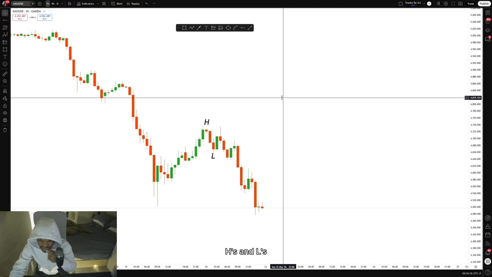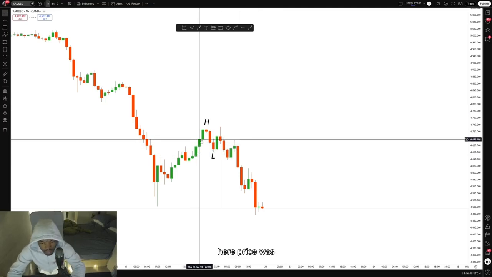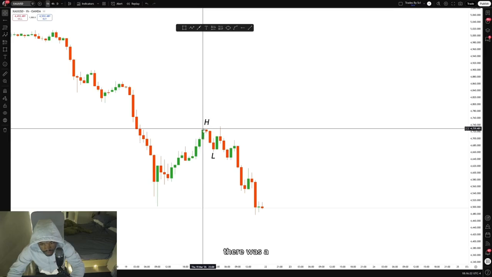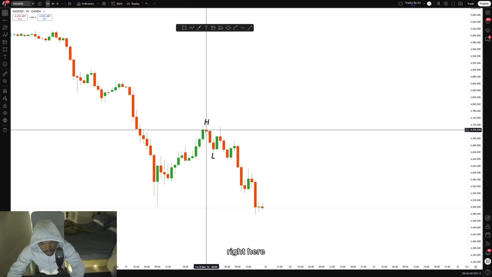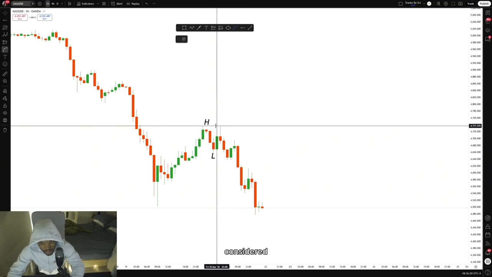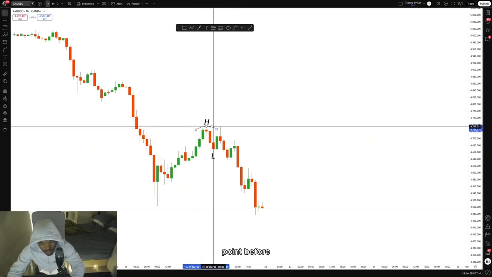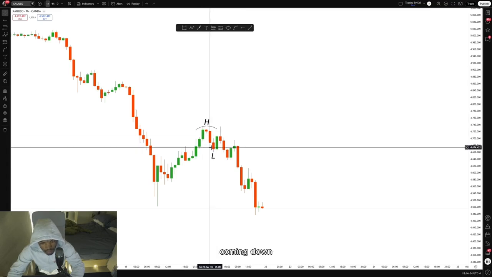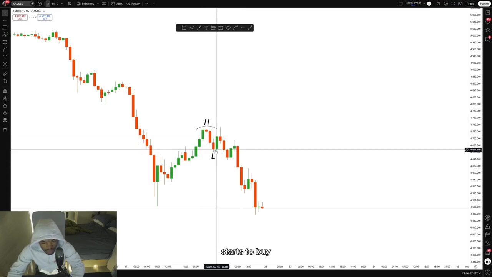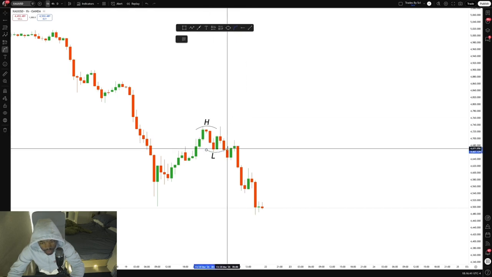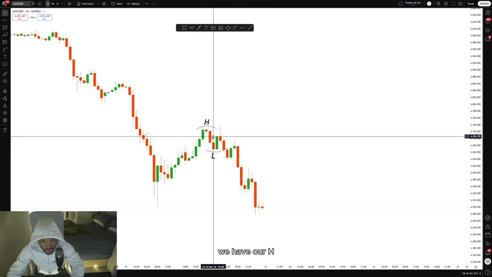Now, what makes these H's and L's? As you can see here, price was going up for a bit, green candle, green candle, green candle. And then there was a whole shift right here that ended up causing red candles right after that. So this would be considered our high. This is the highest point before price started to sell. Now, as you see that, price ends up coming down, gets to this level and starts to buy super strong. So this will be our low, right? So now we have our H and our L.